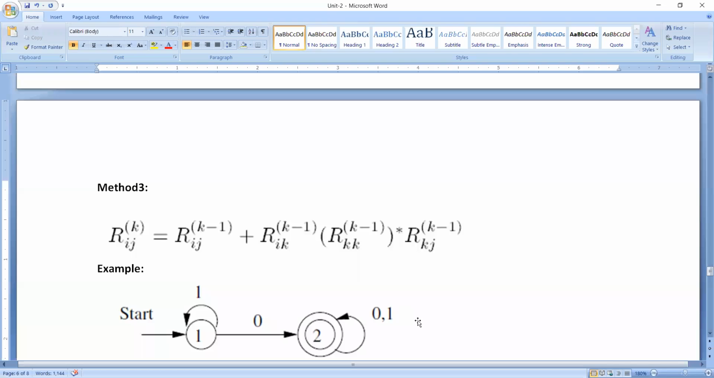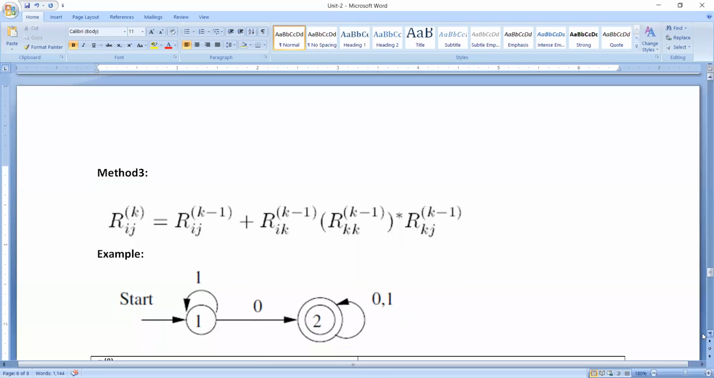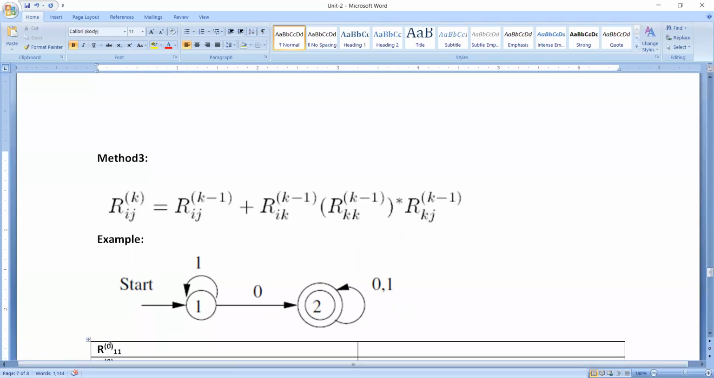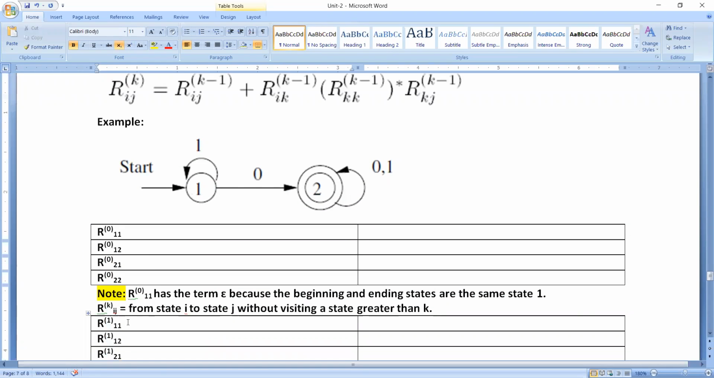Now what we have to do is find R power 0. This 0 represents no intermediate states. That is, from state 1 to state 1, we don't have any intermediate states. That's what R power 0 refers to. And then we have R power 1. R power 1 means we need to find a path where we get one intermediate state between 1 and 1. That is what R power 1 refers to.